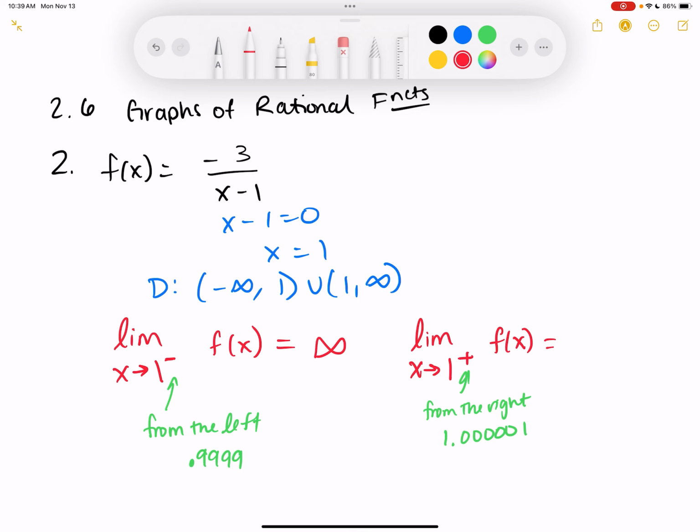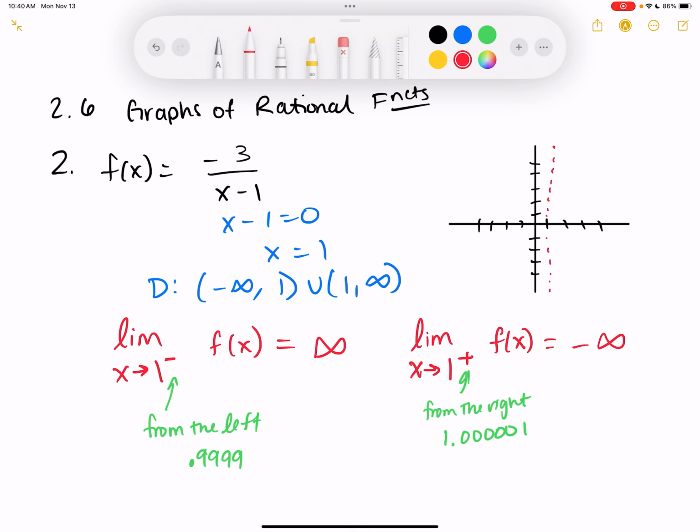So -3 divided by that would be what? A number divided by a really small number is a really big number, and I have a negative over a positive, so this one is going to be negative infinity. So basically what this is telling me is if I were to graph it and look at it, I've got a vertical asymptote at 1, because that's where there's a domain problem.